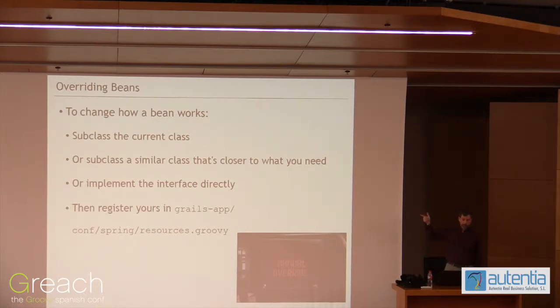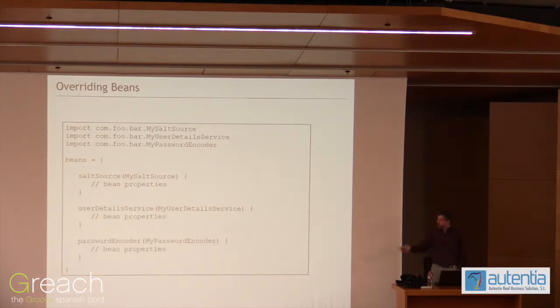If extending it doesn't make sense, then just register it in resources.groovy, and there you go, yours wins. And this is what it looks like. So I've redefined the salt source, the user detail service, and the password encoder. And whatever those do, those are the ones that are going to be used now. And if 27 other beans get reference to the user detail service, they're going to get reference to yours, not the original one. So it just works.